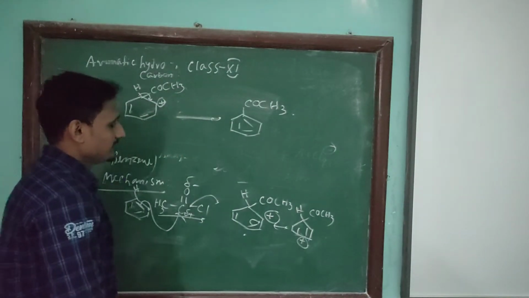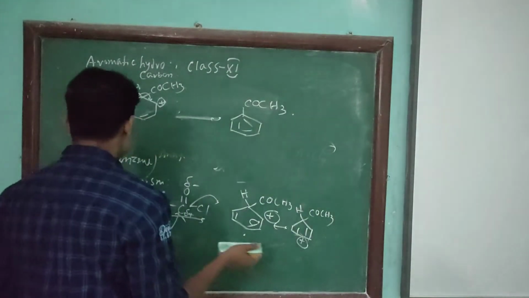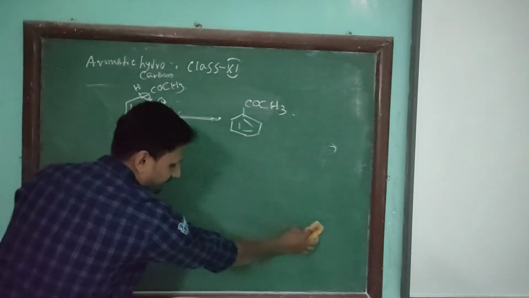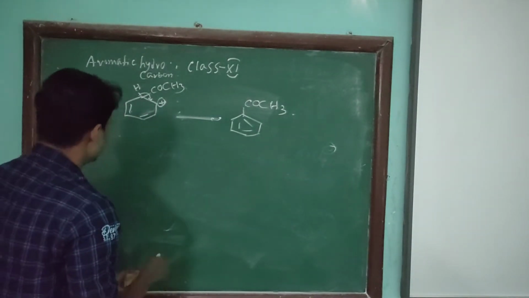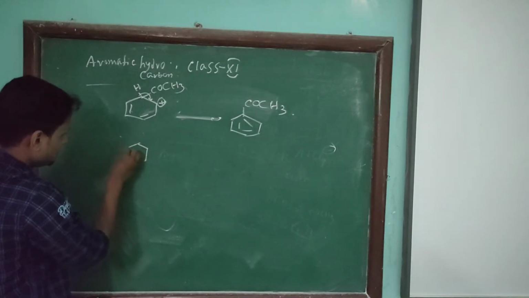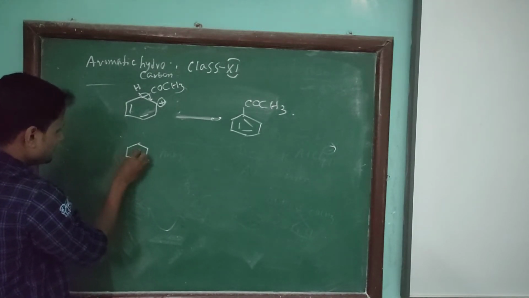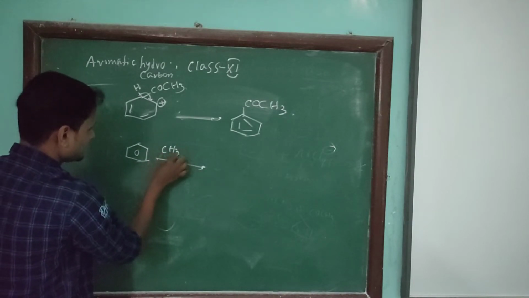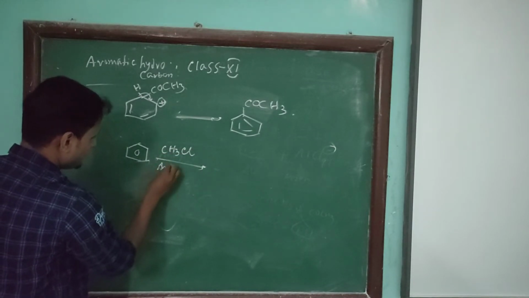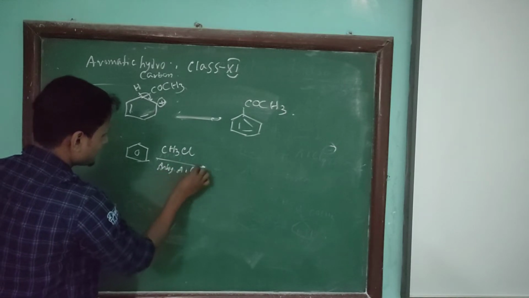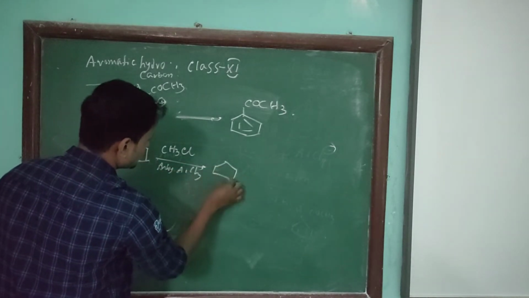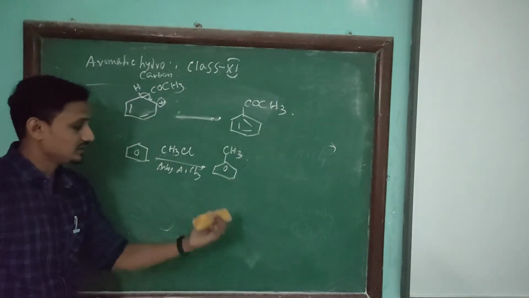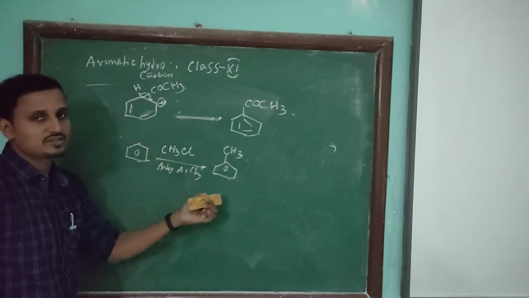Now, what is the comparison between Friedel-Crafts alkylation and Friedel-Crafts acylation? We have seen in the alkylation that when benzene reacts with CH3Cl in the presence of anhydrous AlCl3, it forms toluene.